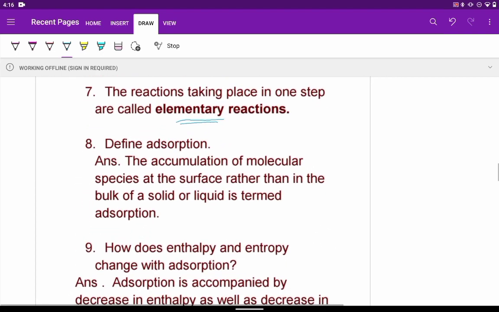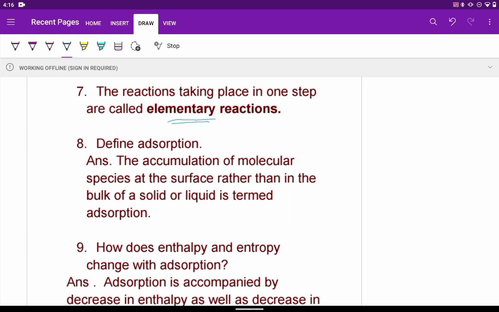Next is a very important question. Define adsorption. What is adsorption? The accumulation of molecular species at the surface rather than in the bulk of a solid or liquid is termed adsorption. So it is the accumulation of some molecular species on the surface of a solid or a liquid. This phenomenon we will call adsorption.